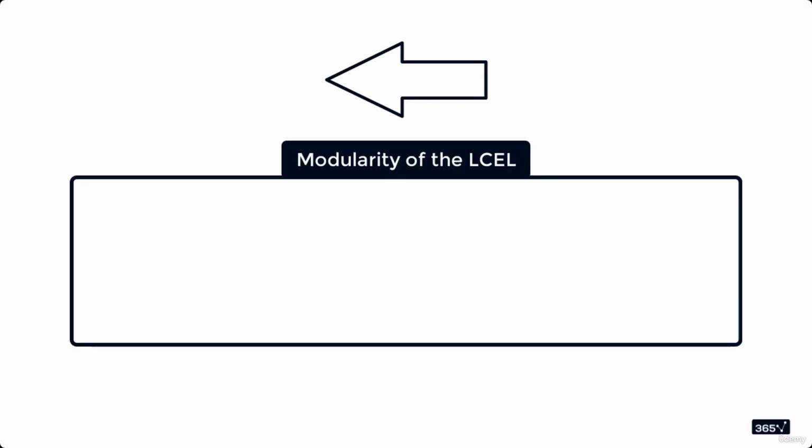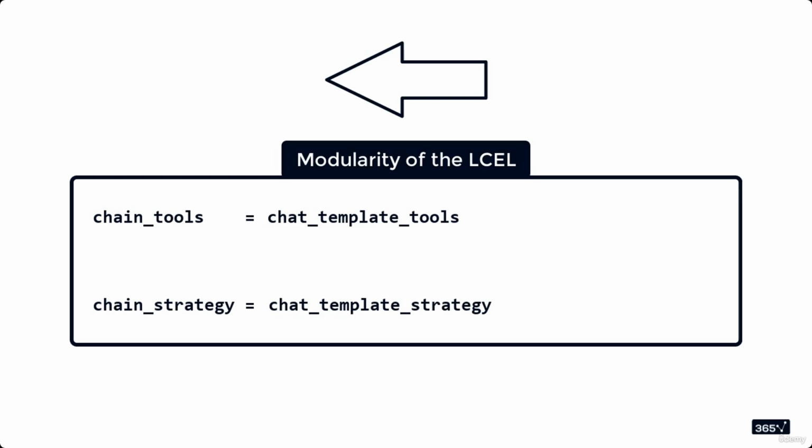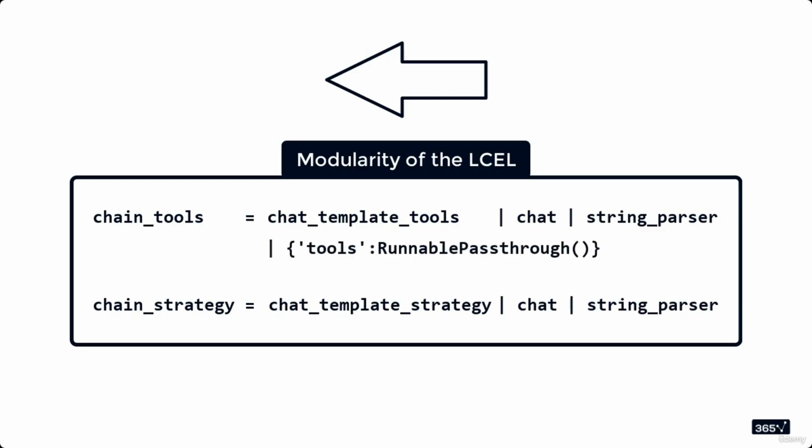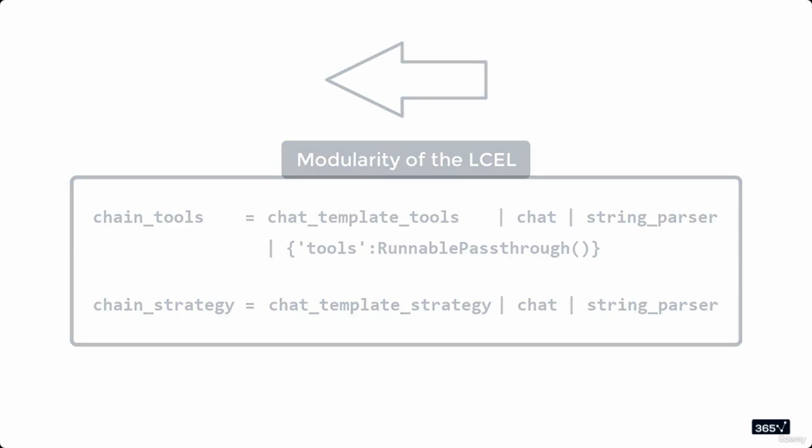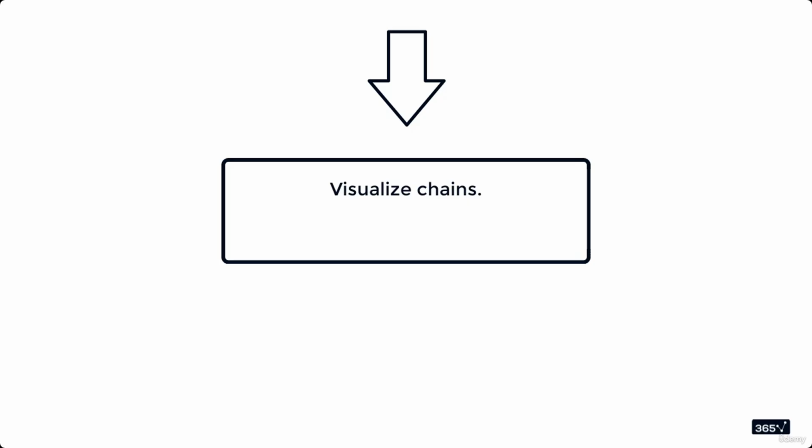Welcome back, everyone! In the last lesson, we demonstrated the modularity of the LangChain Expression Language. We created two chat prompt templates. We then defined two chains by piping the respective templates with a chat model and a string parser. And finally, we employed the runnable pass-through class to prepare the output of the first chain as an input to the next one. Now, this short but valuable lesson focuses on visualizing these chains.